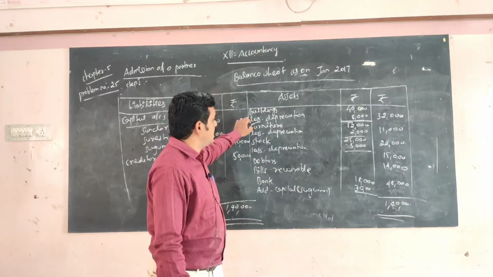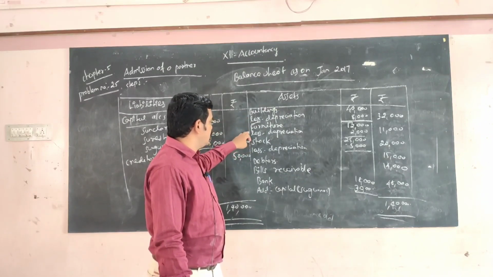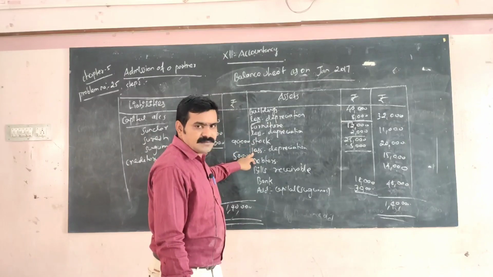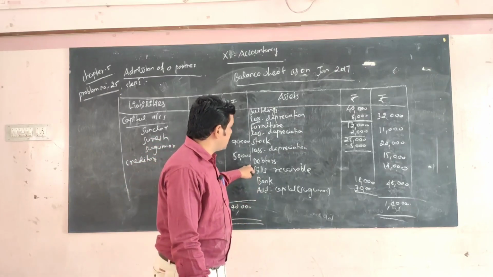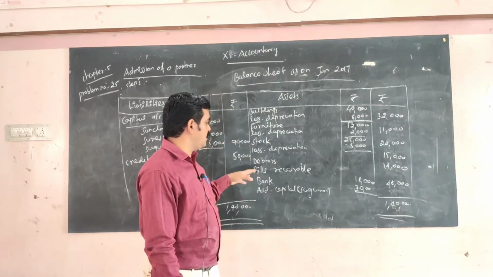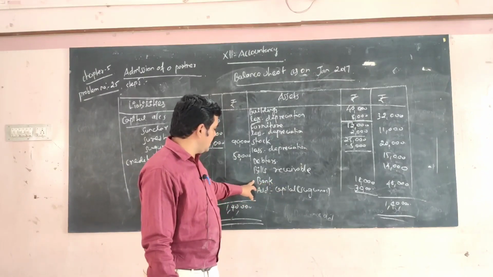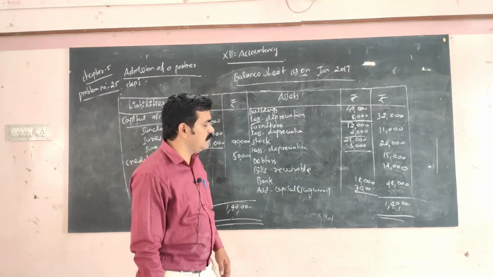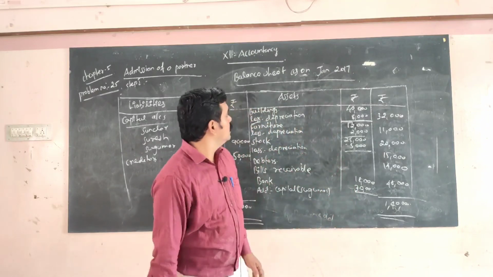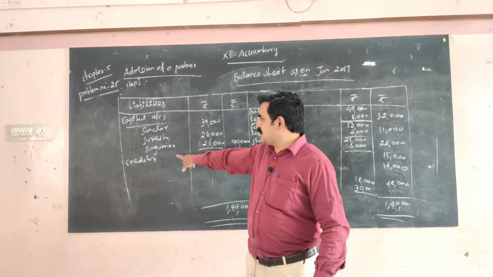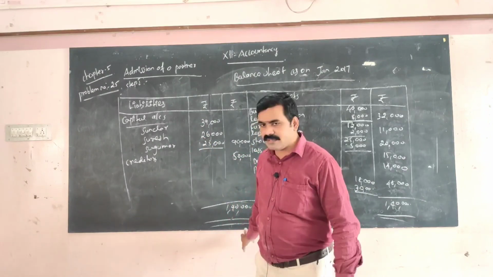First the building, less depreciation, already calculated. Then the furniture 13,000, less depreciation 2,000. Stock 25,000, depreciation 5,000, so 20,000 is the value. Debtors 15,000, bills receivable 14,000, bank 48,000. The bank already had 18,000, plus Sukumar's capital 30,000, so 48,000 is the answer. Here all the capital accounts are listed: 39,000, 26,000, 25,000, creditors 50,000. So the total amount is 1,40,000.